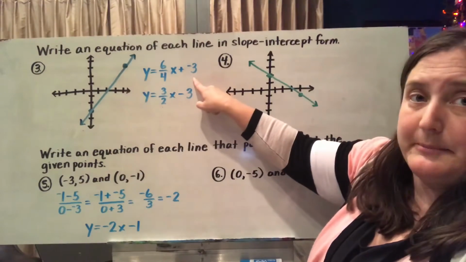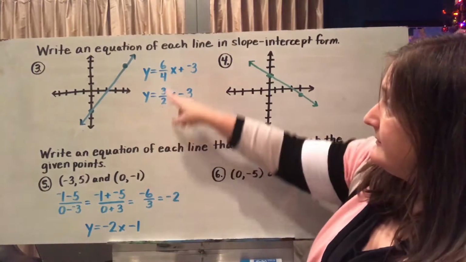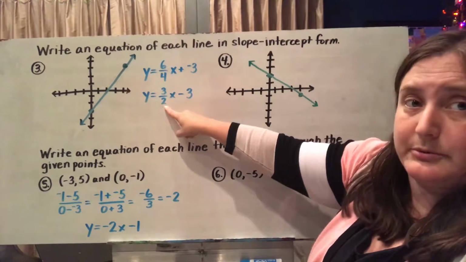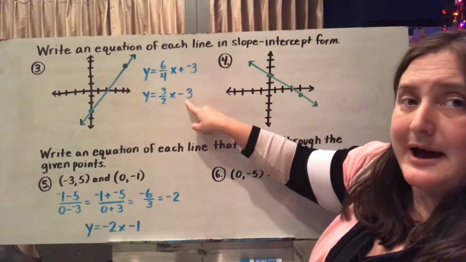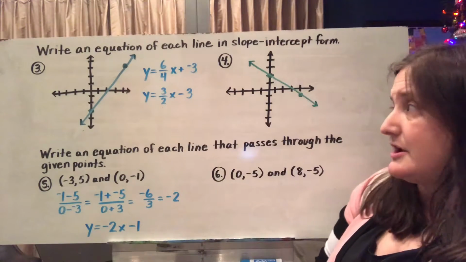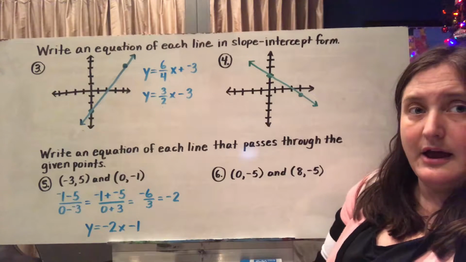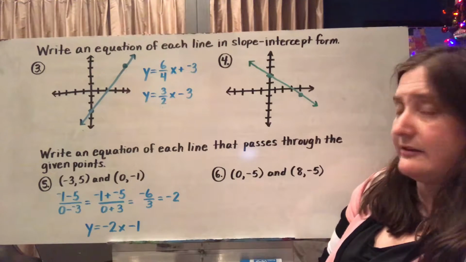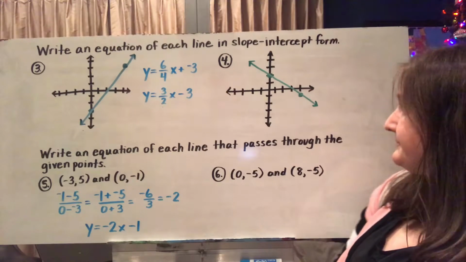So in place of the b, I'm putting in -3. Now there's some simplifying that I can do here. 6/4 can be reduced to 3/2. And plus -3 can become -3. So for my final equation, I have y equals 3/2 x minus 3. I could also write it as a decimal and have y equals 1.5x minus 3.